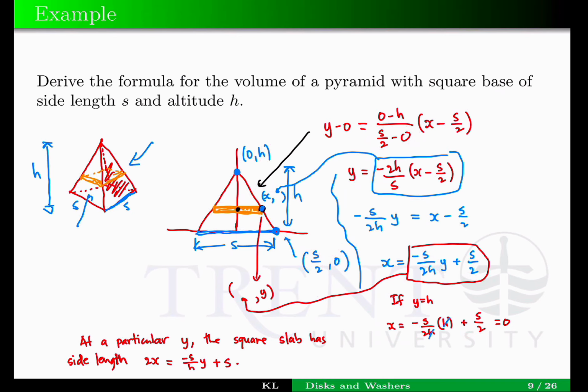Which means the area of that slab, the cross-sectional area of the slab, is, well, the square of 2x. So that will be equal to negative s over h times y plus s, squared.